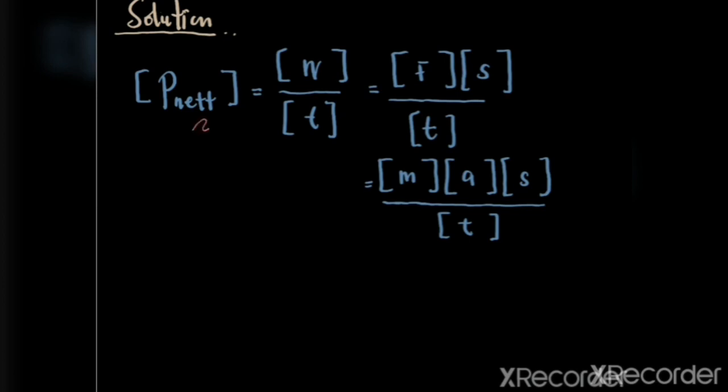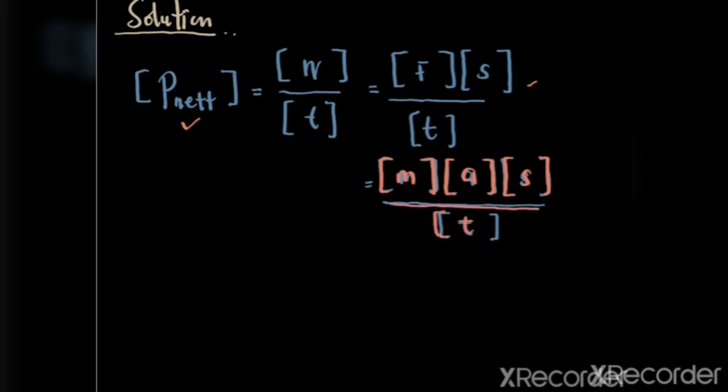So how to solve this problem? First, we determine the dimension for P_net. From the basic formula of power, we know that power is work divided by time, and work is force times displacement, and force is mass times acceleration. Therefore, in terms of dimension, we can rewrite the equation as the dimension of mass times the dimension of a times the dimension of displacement, divided by the dimension of time.